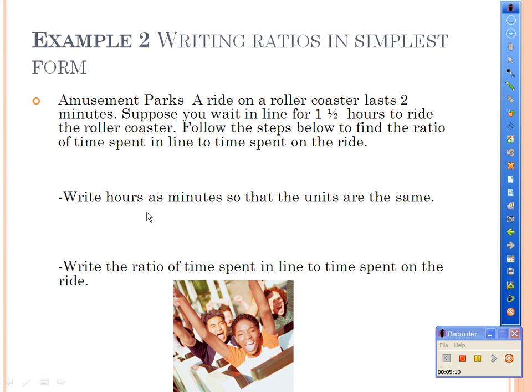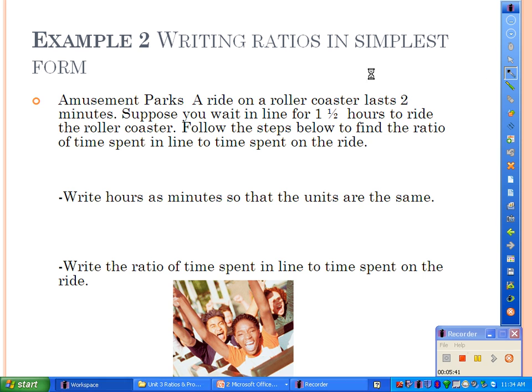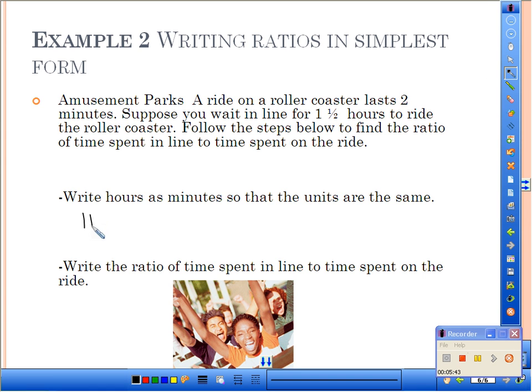Well, our first step is to write hours as minutes so that the units are the same. So we have 1 hour plus half an hour. So that's going to be equal, we've got 60 minutes in 1 hour plus 30 minutes for half an hour gives us a total of 90 minutes.